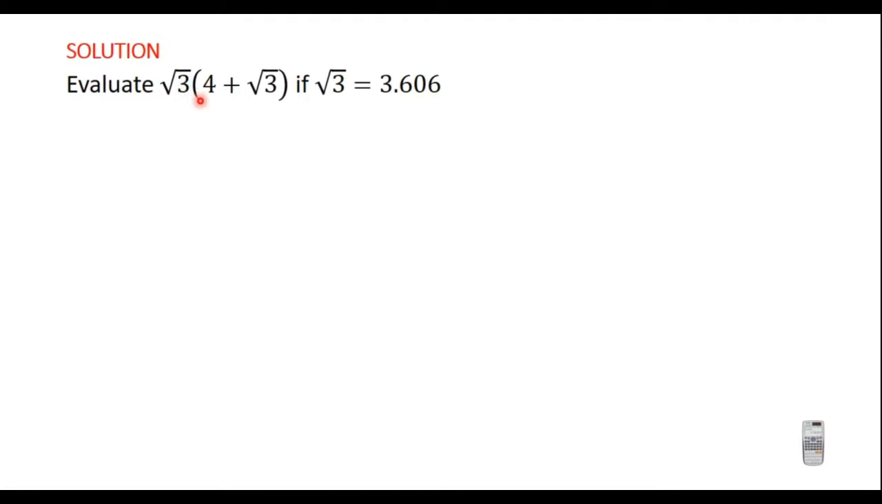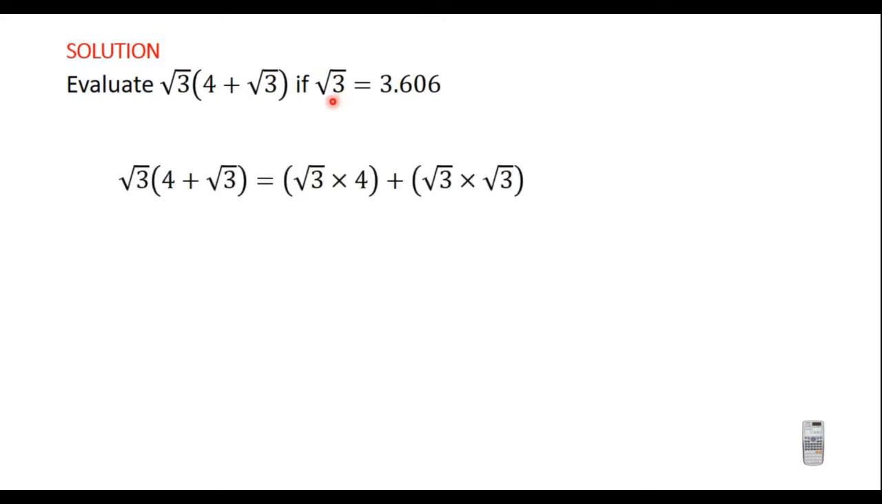Evaluate square root of 3 into bracket 4 plus square root of 3 if square root of 3 is equal to 3.606. Now when the question is given to you in this way, don't substitute 3.606 into the expression straight away. That will give you a wrong answer. What you have to do is to first multiply the expression and simplify it to its simplest form, so that you can substitute this into your final answer. Now this is what I mean. This is the expression given to us, so what you have to do is to do the multiplication, then you reduce it to its simplest form before we substitute square root of 3 into the final answer.